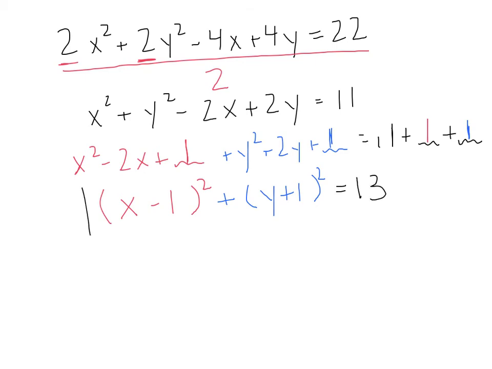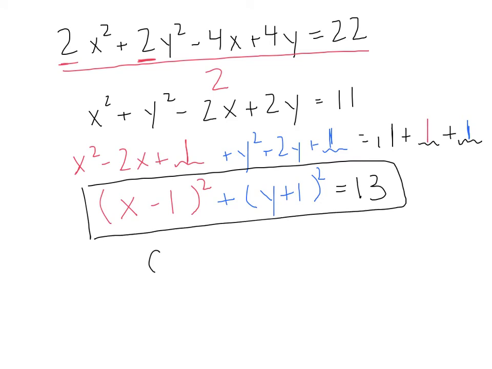So we have our equation, our general graphing form equation for the circle. This circle has a center of (1, -1), and the radius is the square root of 13. Let's think about what this graph would look like. We have a center of (1, -1), and the square root of 13 is the radius. So to graph it, we need to go out the square root of 13.